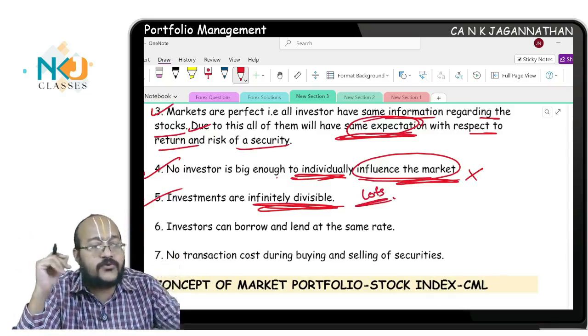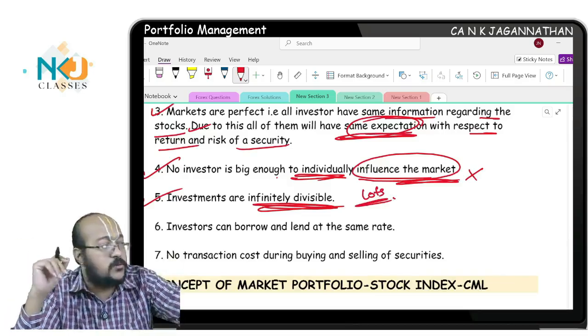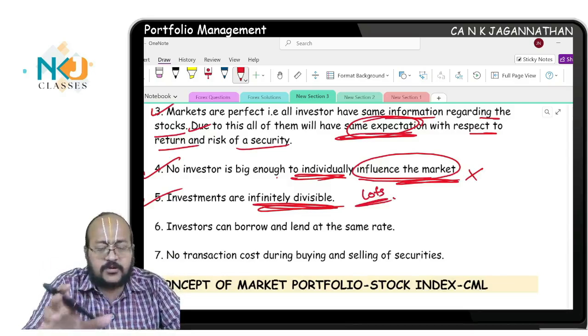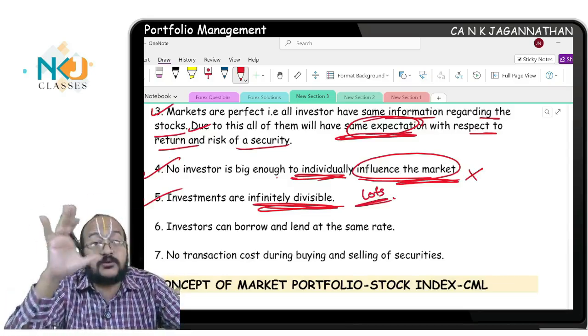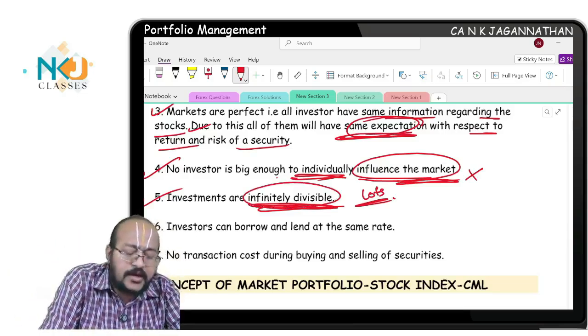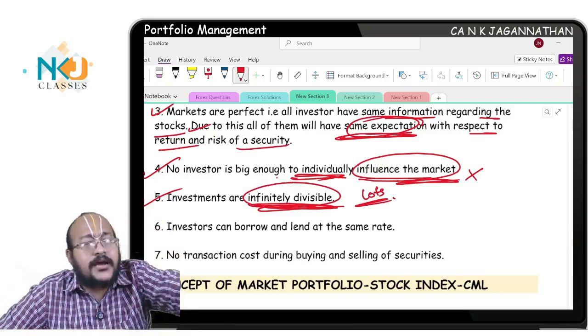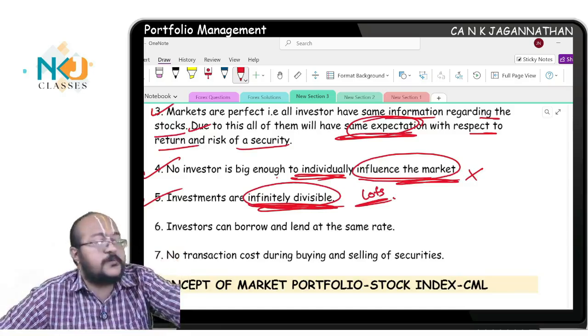If you have only 7 lakh rupees, just like in futures trading I told you, you have to have a big chunk of money, then only you can invest. You can deposit some margin, but the volume of the trade should be big enough. But we will assume they are infinitely divisible, which means even if you have 100 rupees, proportionate investment can be made.